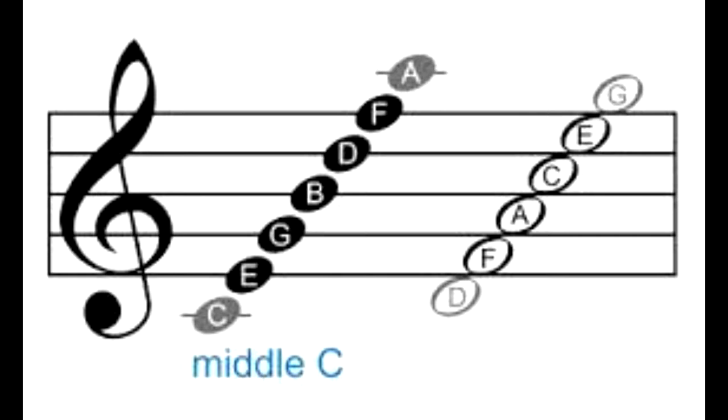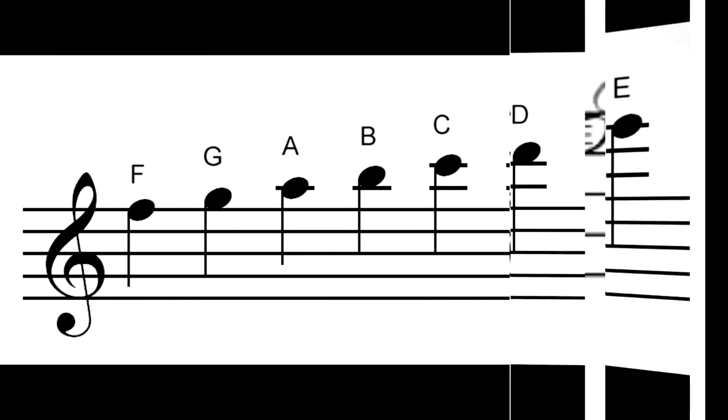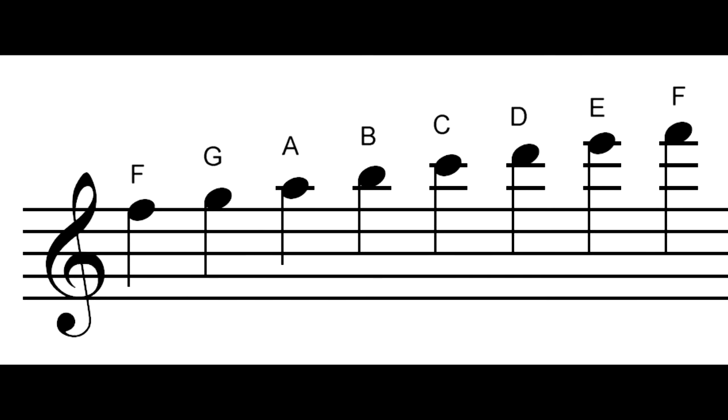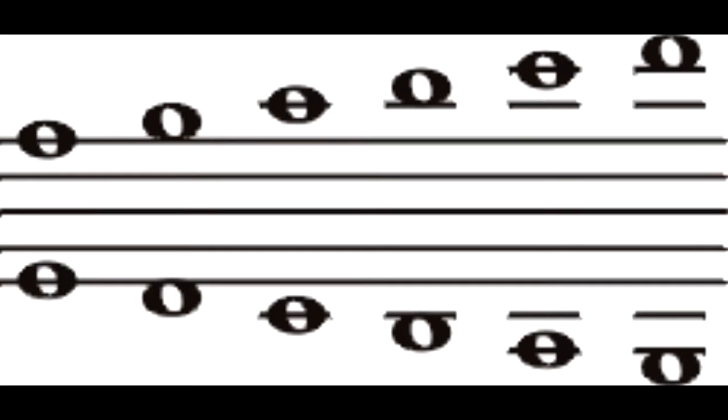Ledger lines are short lines placed above and below the staff. Ledger lines are used to extend the note range of the staff. Using ledger lines above and below the staff can greatly increase the staff range.